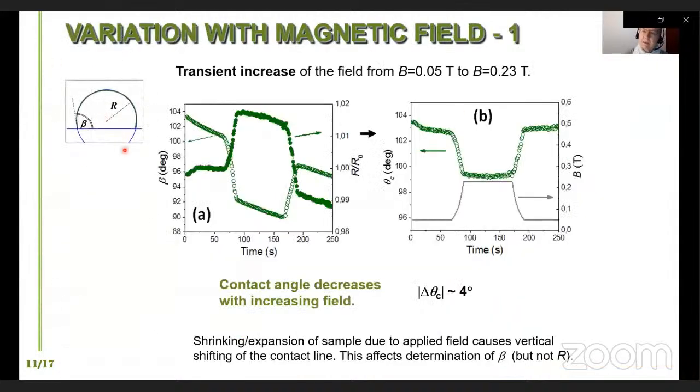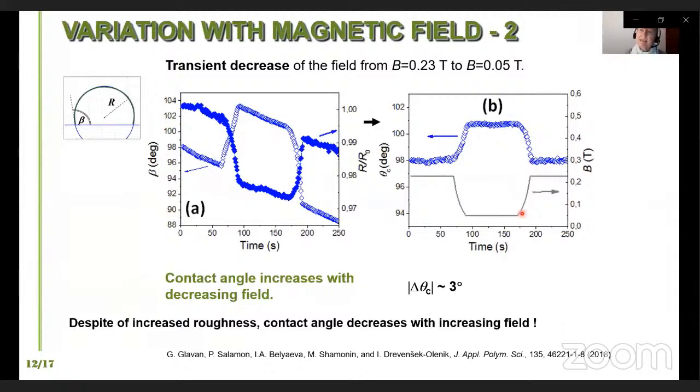And we actually came to some surprising observations in two experiments. In the first one, we deposited the droplet on the surface in a low magnetic field. We increased the magnetic field and decreased it again, and we observed that the contact angle was actually larger in the lower magnetic field. Then we also made an opposite experiment.